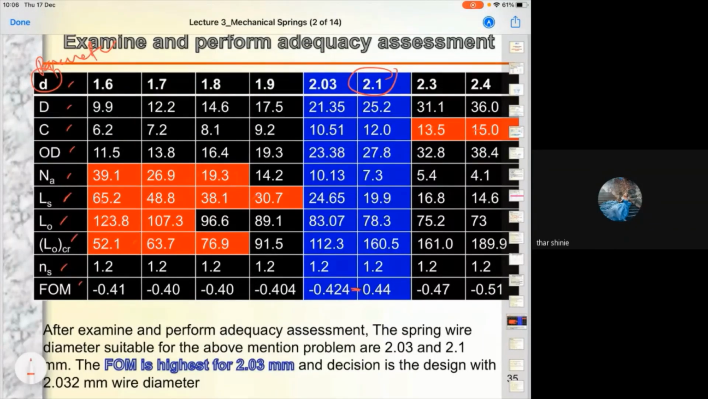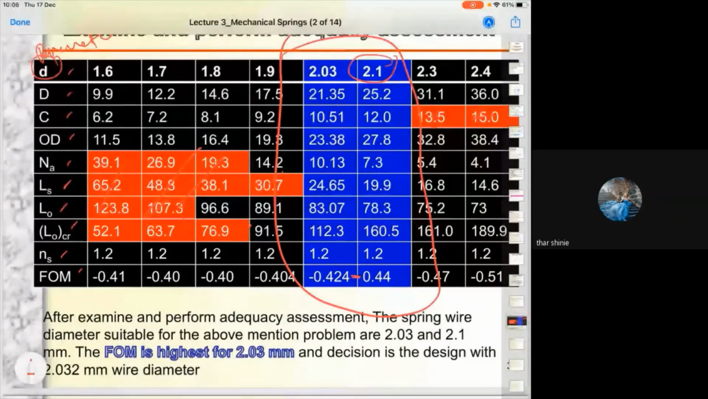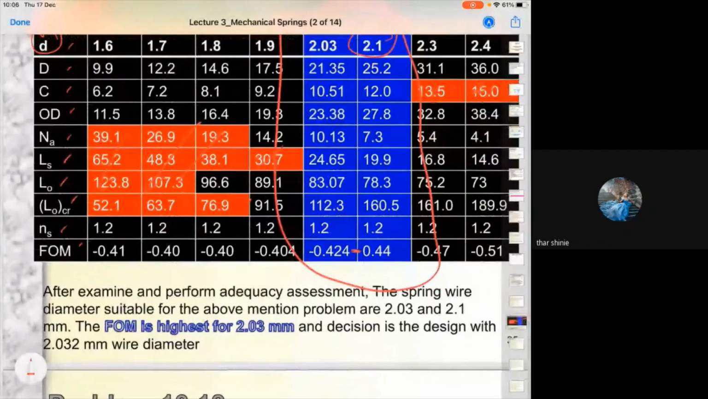So finally, bila kita buang yang merah ni, even yang atas ni, then we get these two value, the blue one. So you may answer the suitable diameter for this application, this spring application is either 2.03 and 2.1. But if you want to be more precise, you can use this. They said DFOM is highest for 2.03 and the decision is the design with 2.03, which is this one. Kenapa? Sebab minus 0.424 is higher than minus 0.44. Kan? So kita ambil 2.03. Okay, I think that's all for today.